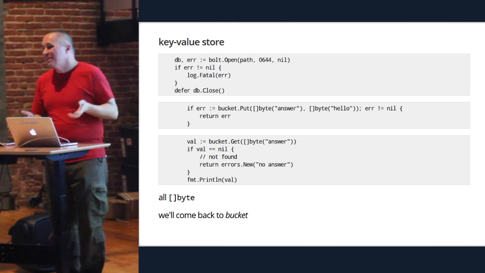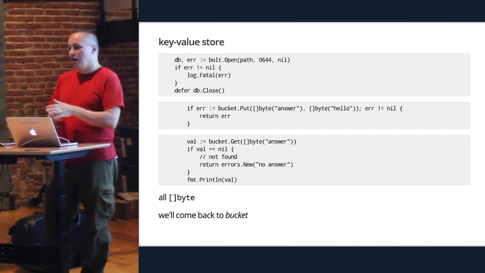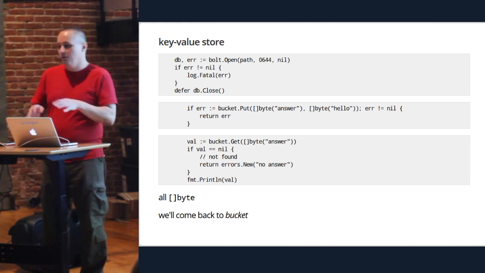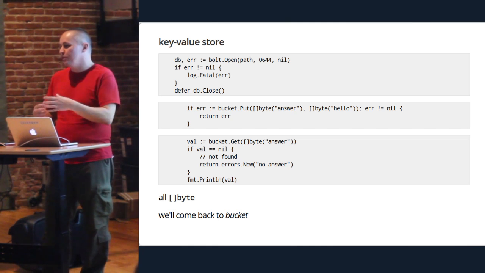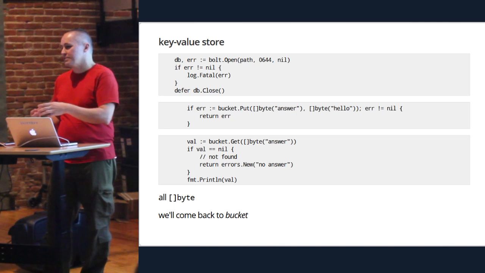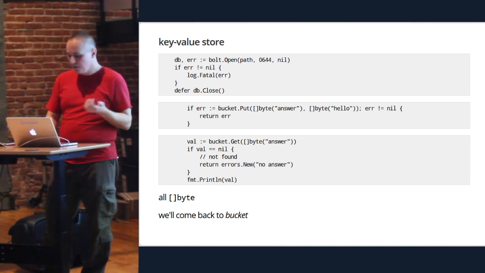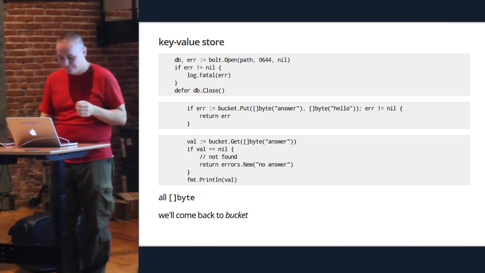And all of these are byte slices. So there are no numerical data types, none of that stuff. That belongs in your application or a wrapper you build on top of Bolt that actually understands your data types. As far as Bolt is concerned, everything is a byte slice. And we'll talk more about buckets later.